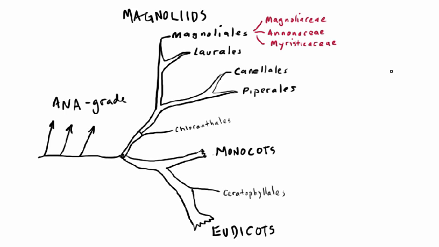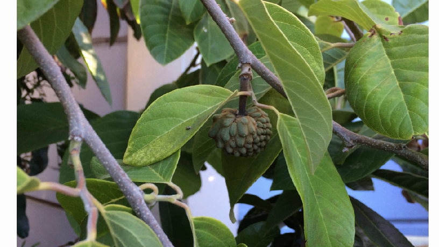Another one of these families that you may be familiar with is the Annonaceae. And Annonaceae includes things like the custard apples. Okay, and I've got a picture right here. This is a fruit of a cherimoya tree, and it's growing outside of my friend's house in Berkeley. And cherimoya is a delicious fruit. It kind of tastes like pineapple sherbet.